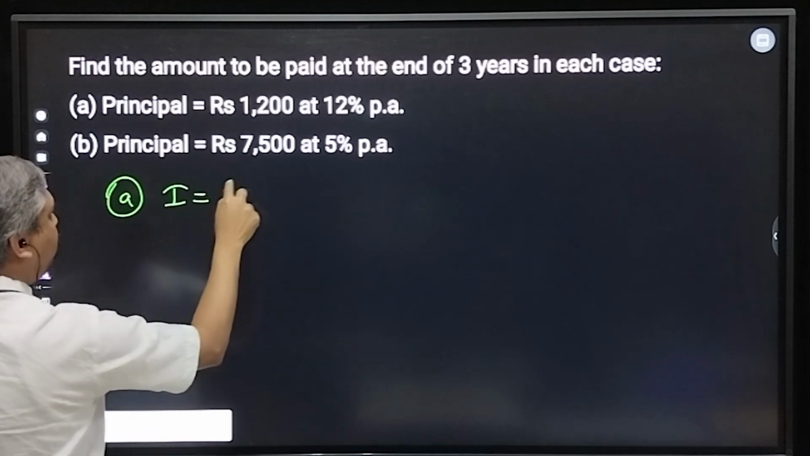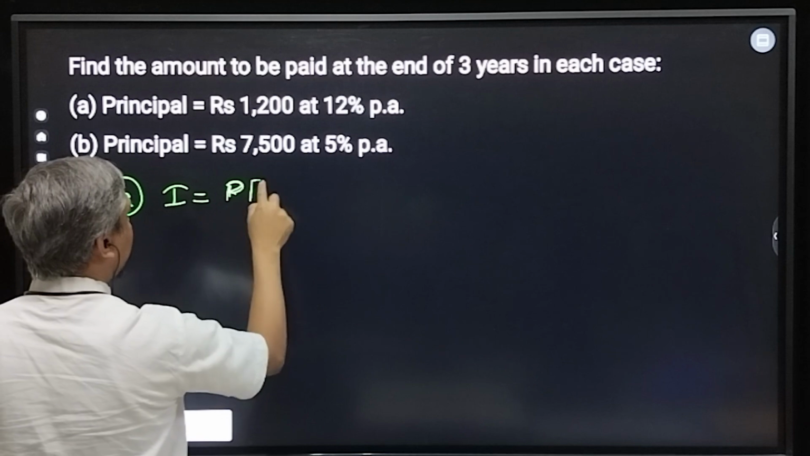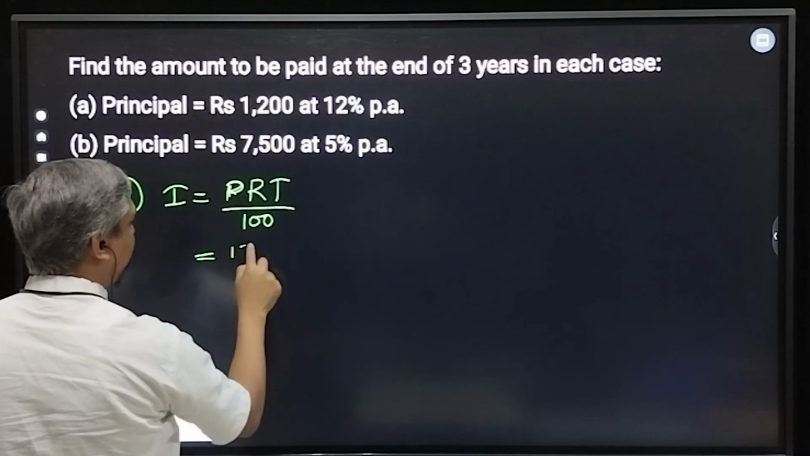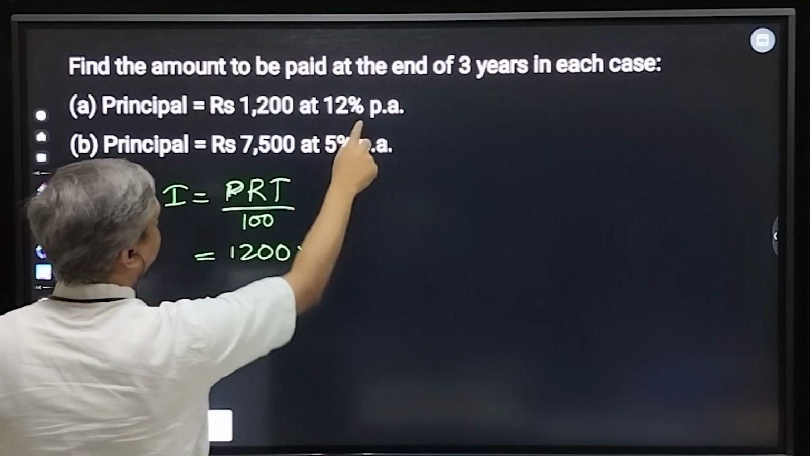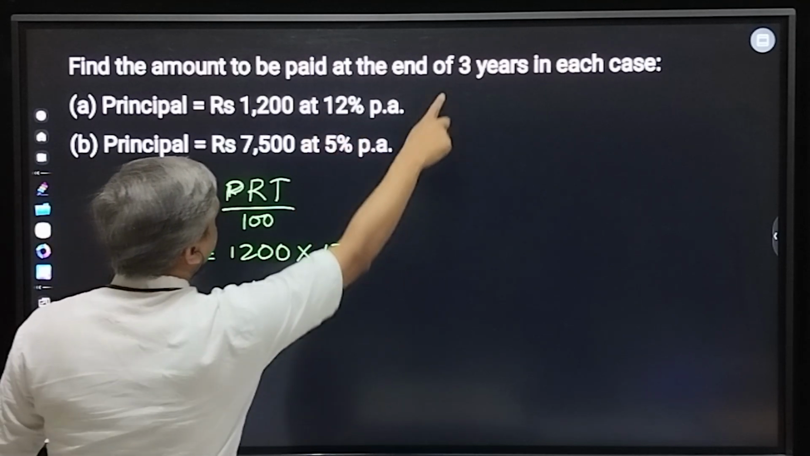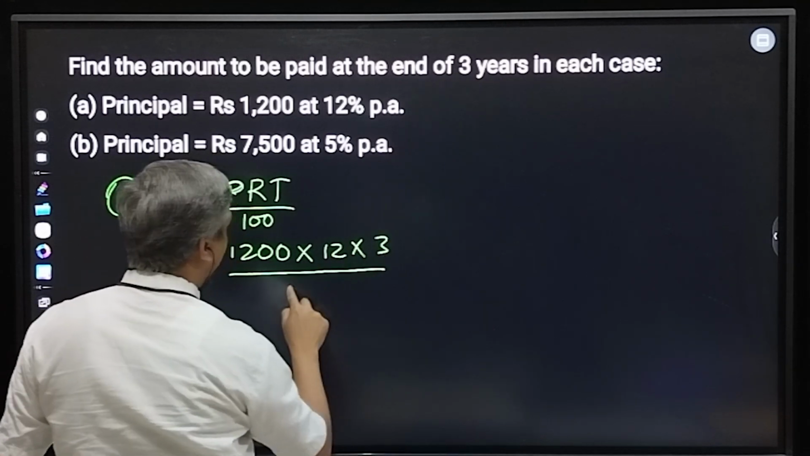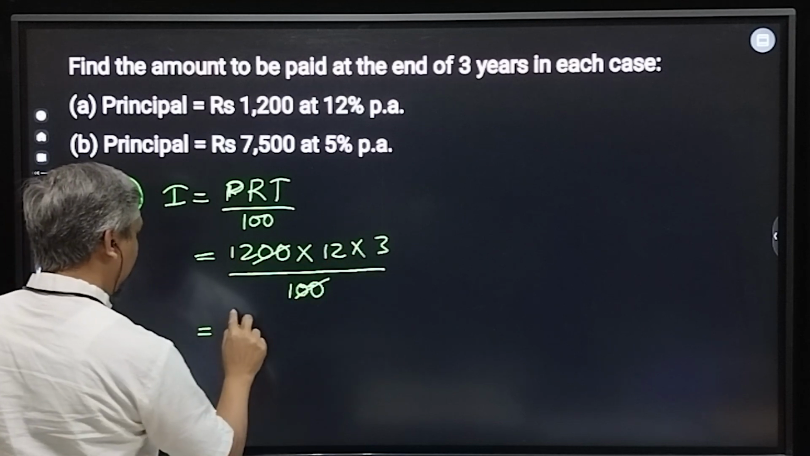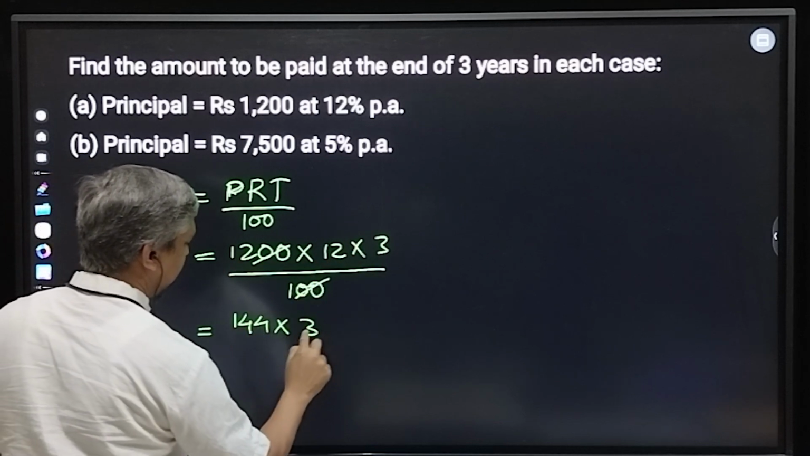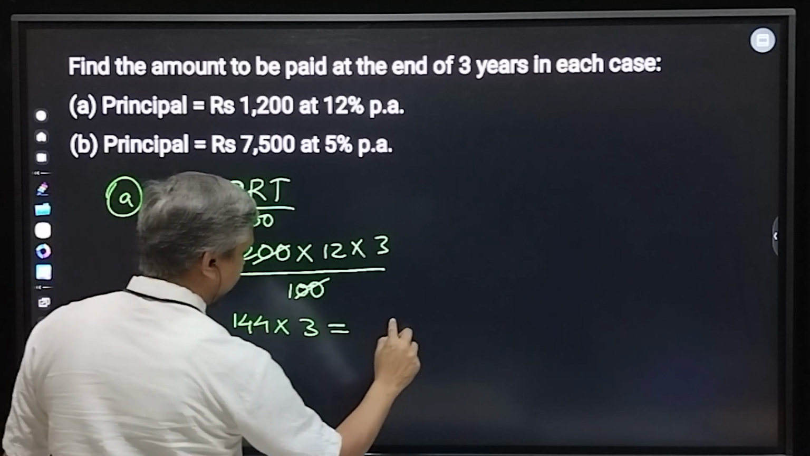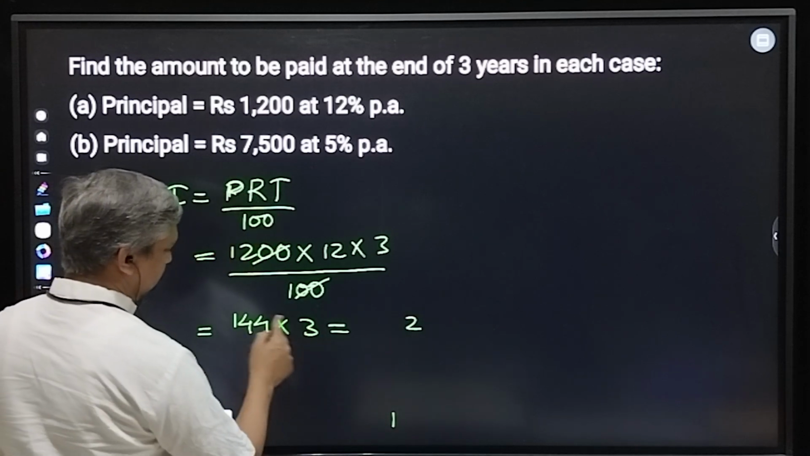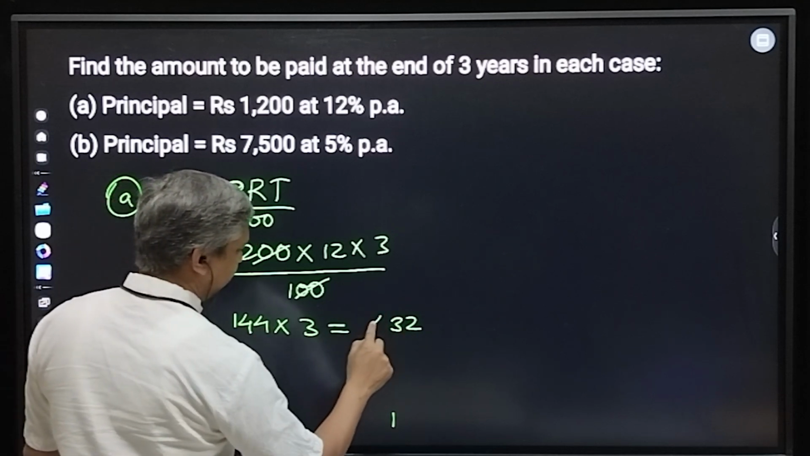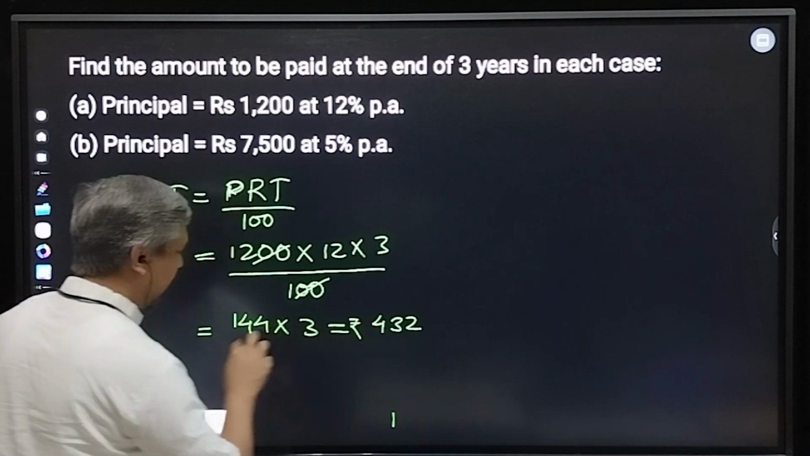I is equal to PRT upon 100. That is equal to P is 1200 into rate of interest is 12 into T time is 3 years upon 100. 2 zeros get cancelled. 12 into 3, 144 into 3. 4 3s are 12, carry 1, 3 4s are 12 and 1 carried is 13, carry 1 again, 3 1s are 3, only 4. This is rupees 432 is the interest.